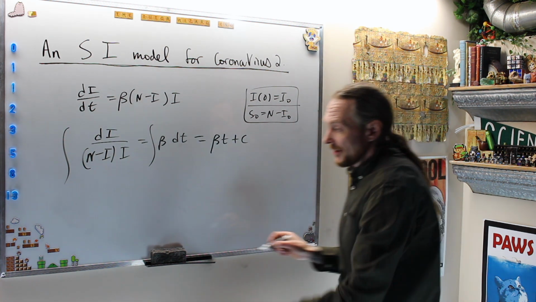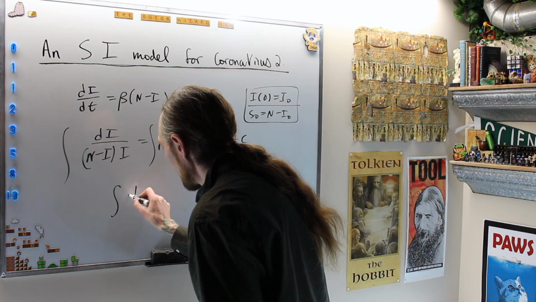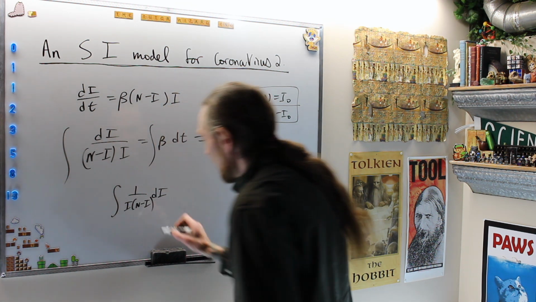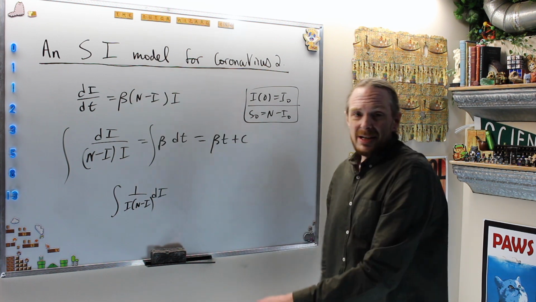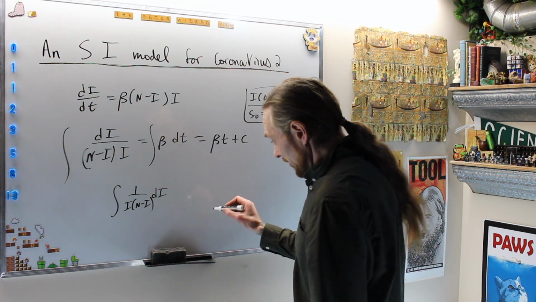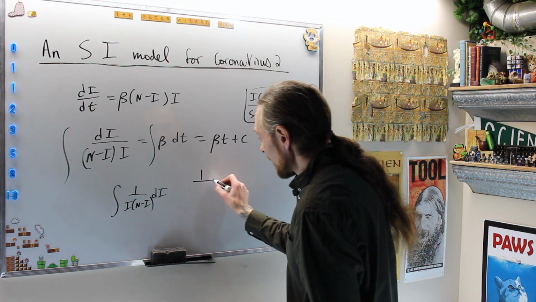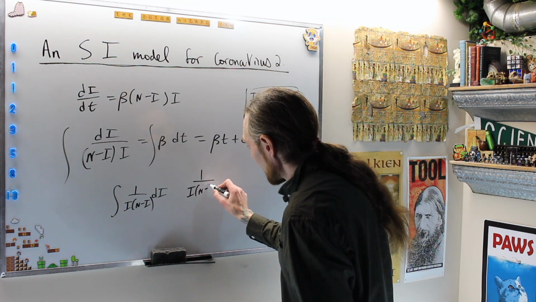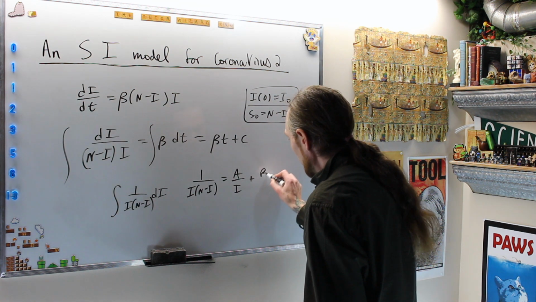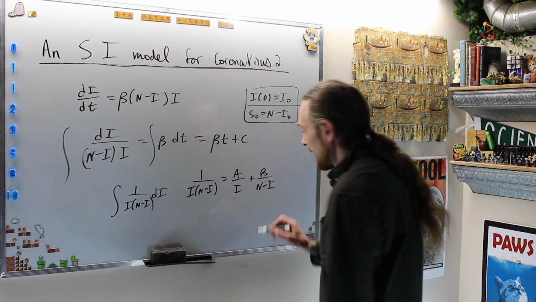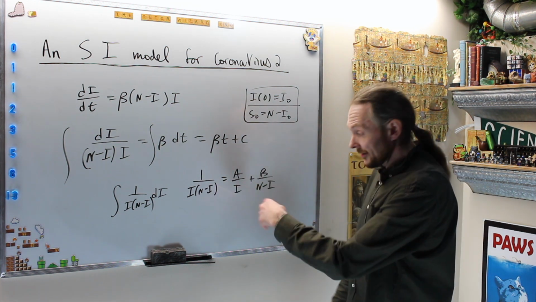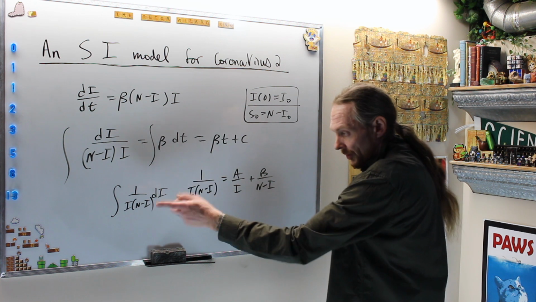From the other one, what I have to do is, now let's focus on this. The integral of 1 over I times N minus I dI is a proper rational function, and it is factored, so I make a partial fraction decomposition guess. What I guess is that 1 over I times N minus I is equal to A over I plus B over N minus I. If you don't know what I'm doing, skip ahead a minute or two and you'll see that we have the explicit ODE solved.